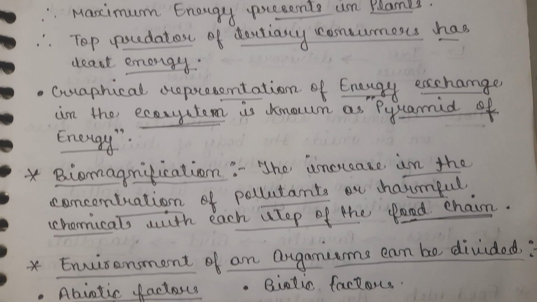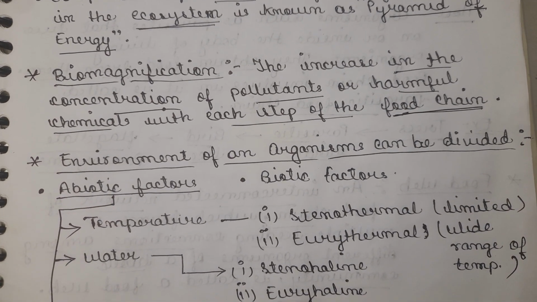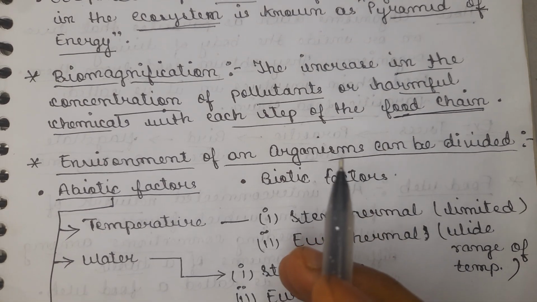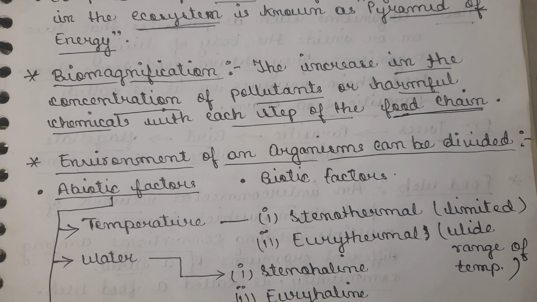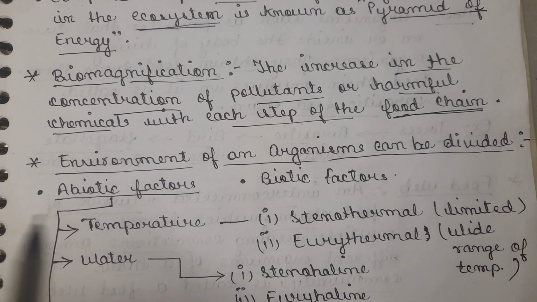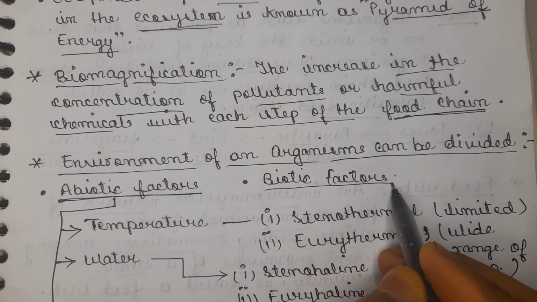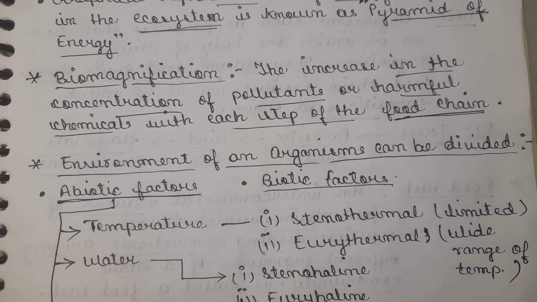Now the next term is environment and organism. So how are organisms dependent on or related to the environment? We all know that ecology is a term that deals with the interaction between the environment and different organisms. Here the environment of an organism can be divided into two factors. The first one is abiotic factors and the second one is biotic factors. Basically, we are going to talk about the abiotic factors in this video.